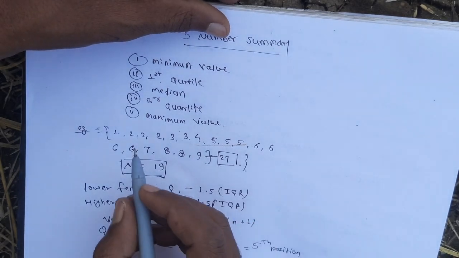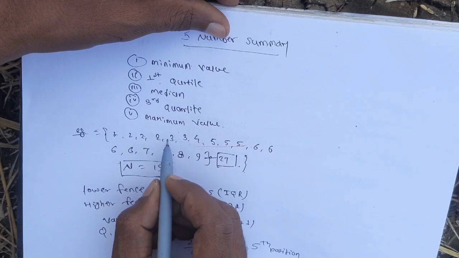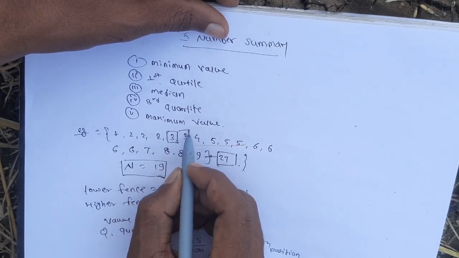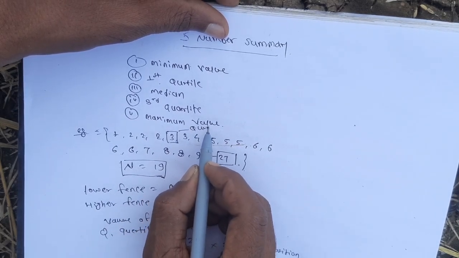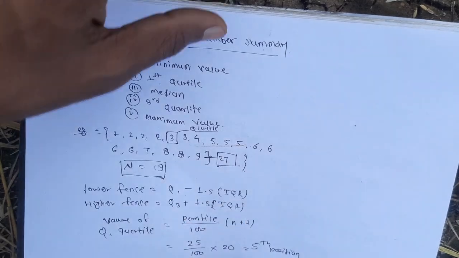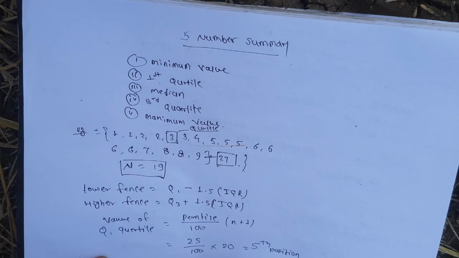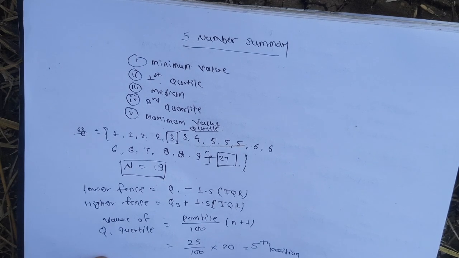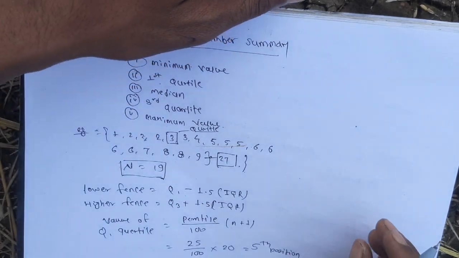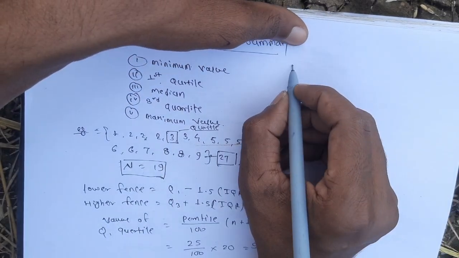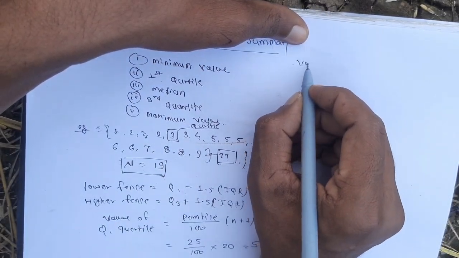The fifth position. So what is the fifth position? 1, 2, 3, 4, and this is your first quartile. Your 3 is equal to the fifth position, so 3 is the first quartile.